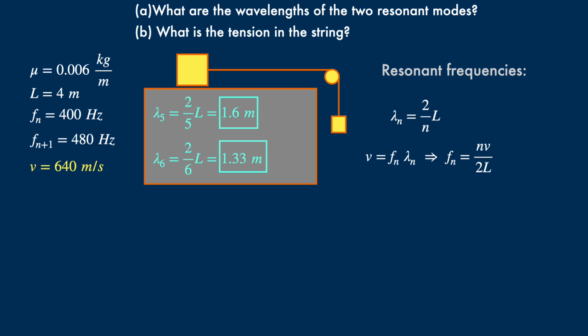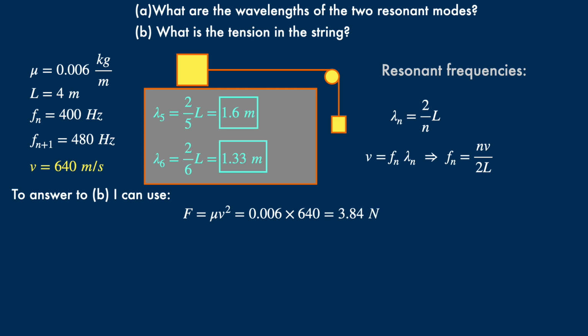Now, let's go to solve part B. What is the tension of the string? And to answer that, I can use the following relationship, that the force or tension is equal to mu times v squared, where mu is the mass density and v is just the velocity of the wave. Then I substitute 0.006 times 640 squared, and I get 3.84 newtons as the tension on the string.